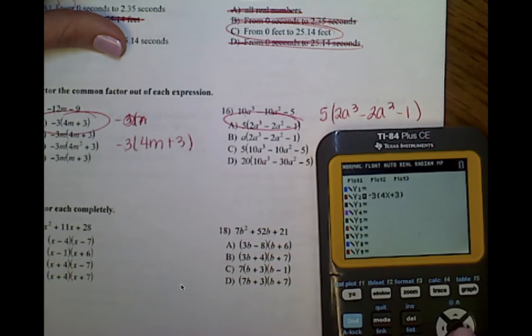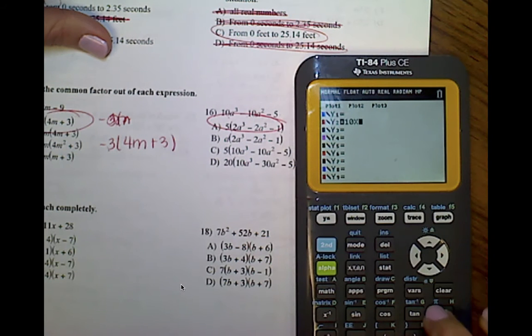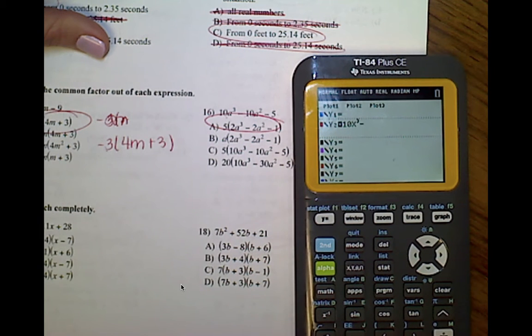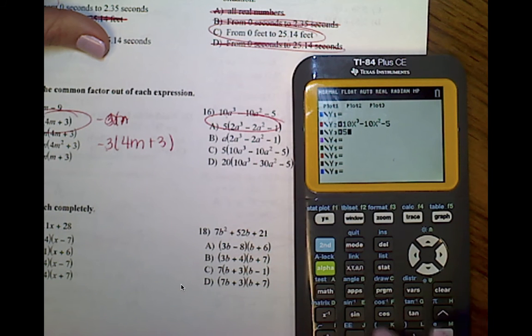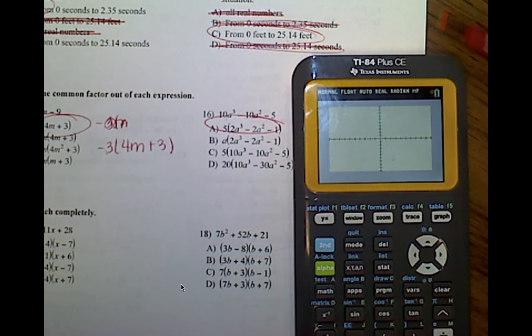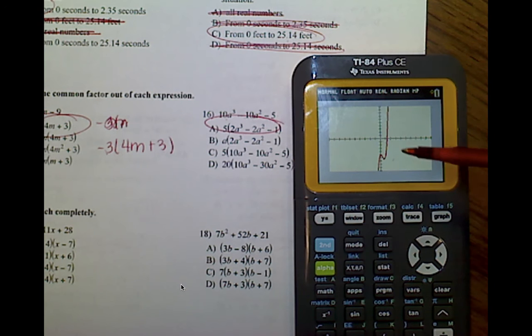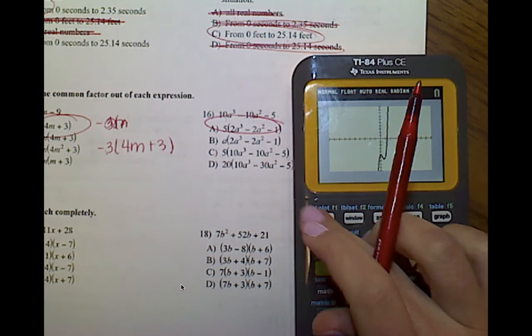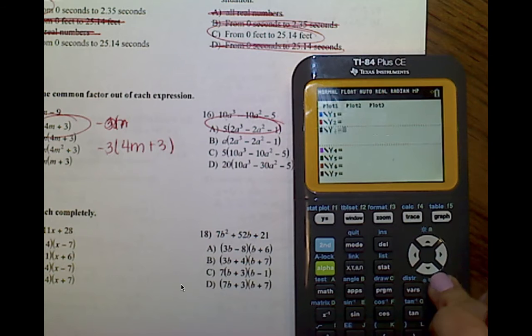So if we check it once again, we're going to type in the original, which is 10x to the third minus 10x squared minus 5. And our answer, which was 5 parentheses 2x cubed minus 2x squared minus 1, we get this right here. There's the blood. And I think I typed it in the wrong part, but it'll still work. That one just filled it. I just didn't type in the blue. But they graphed right on top of each other, so you know you're exactly right.